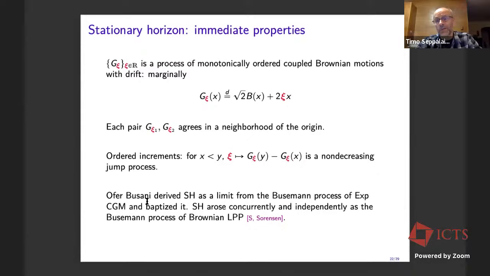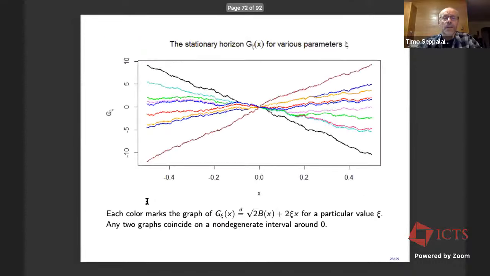And then we set out, we sort of had a hunch that maybe that's the Busemann process of the directed landscape, and we set out to prove that, and that's what we have now. So there's a picture of the stationary horizon.